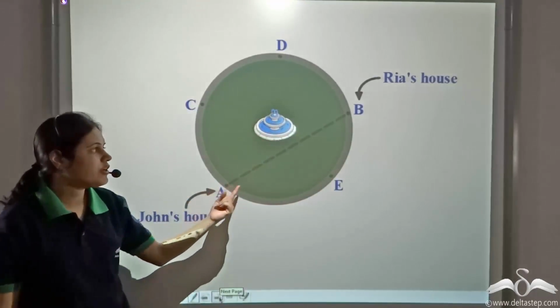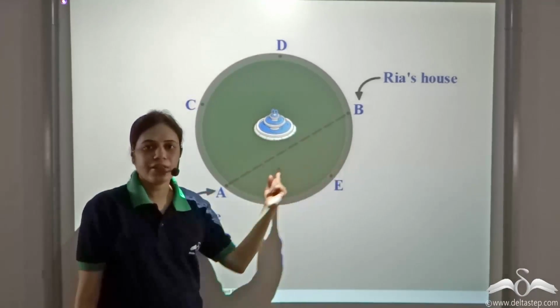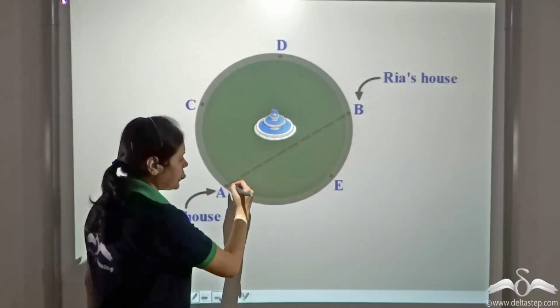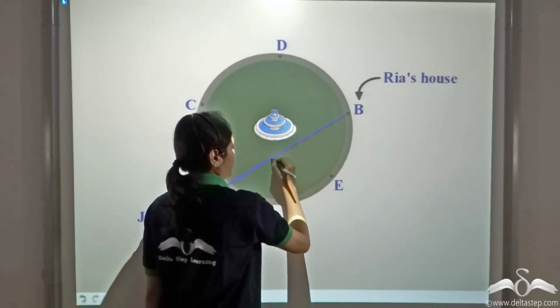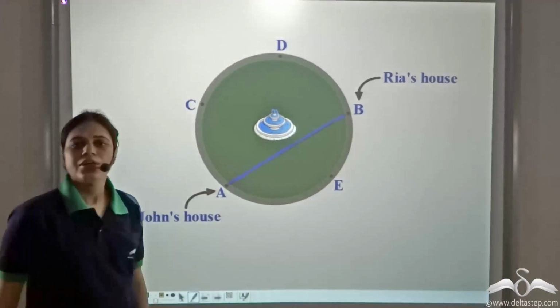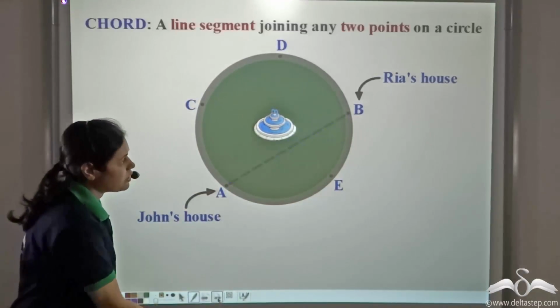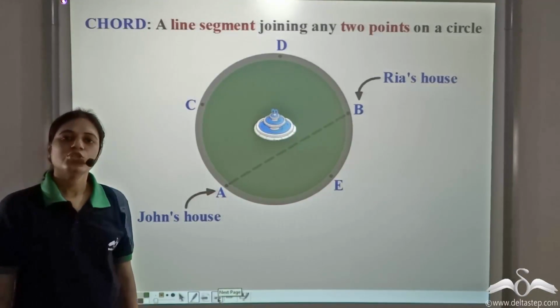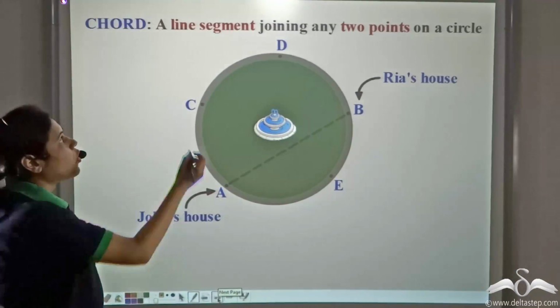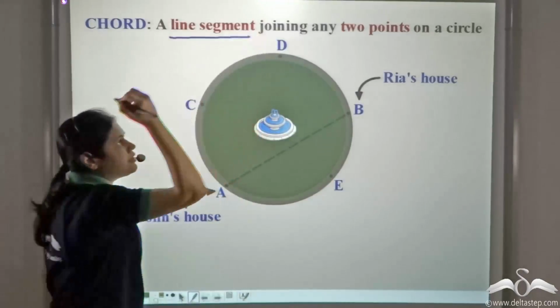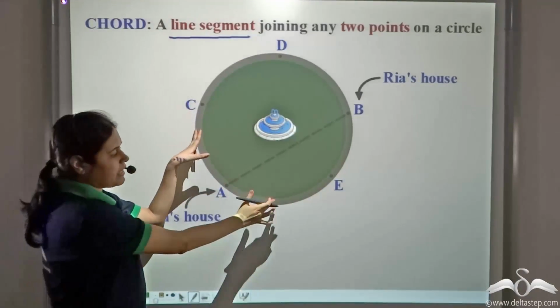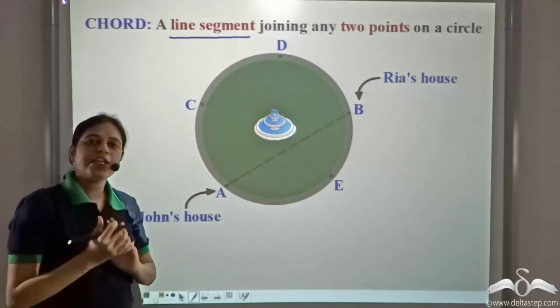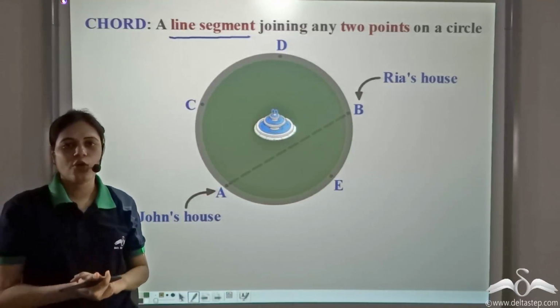Now if John takes this straight line path, this straight line is known as a chord. So what is a chord? A chord is a line segment joining any 2 points on a circle. So take any 2 points on a circle and join them and you will get a chord.